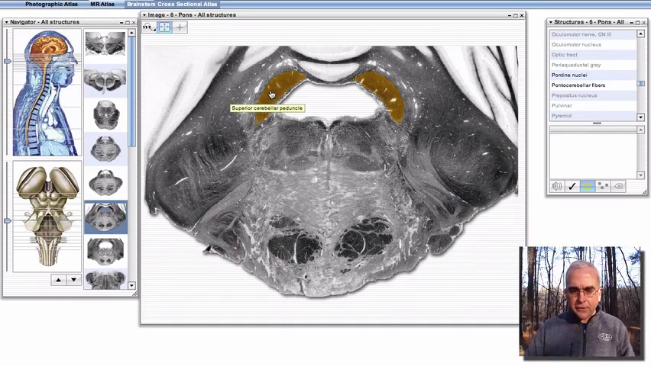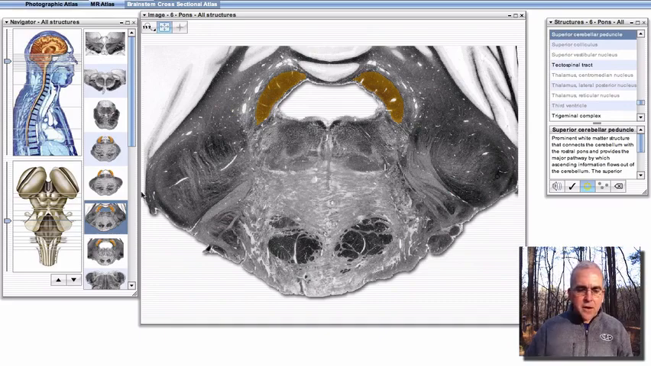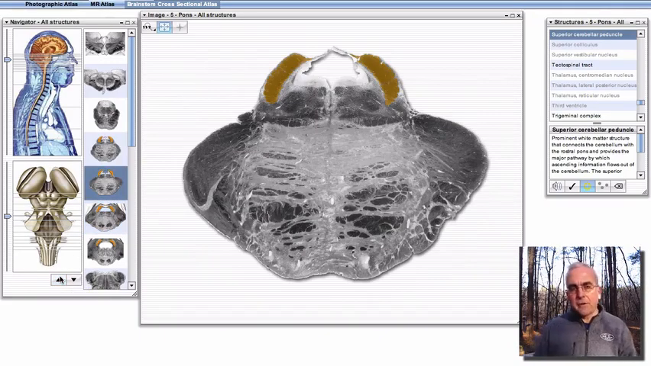I'm going to select this structure and then retrace our steps and go up a few sections and see what happens to this peduncle. This peduncle is the means by which the cerebellum sends signals out of the cerebellum to reach our motor circuits in the thalamus.